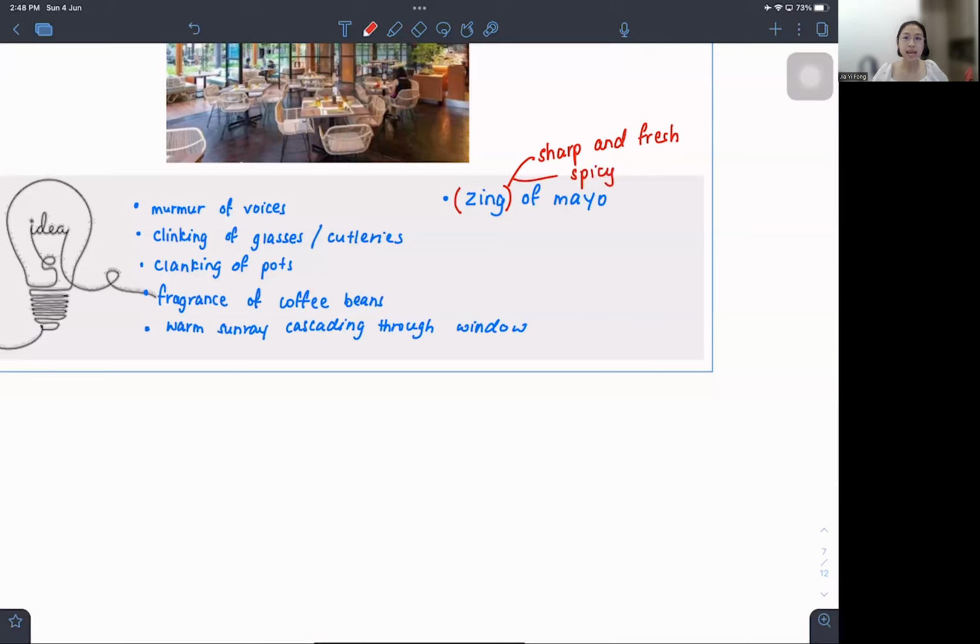Do you know what is cascading? Cascading is related to waterfall. So think about how the water in a waterfall flows. It goes like that, correct or not? The water comes down like that. So that's what I mean. The warm sun ray comes down, and the way it shines down, it flows like a waterfall, comes down like that. That's cascading.